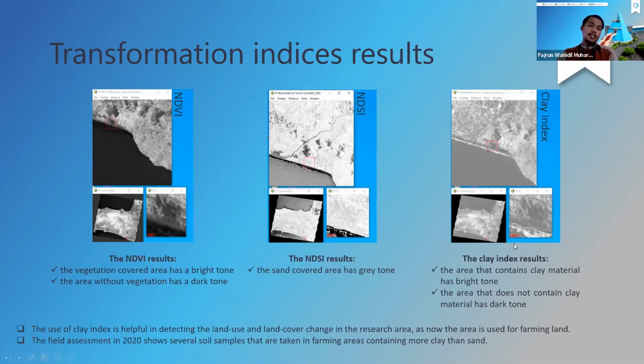The use of the clay index is helpful in detecting the land use and land cover changes in the research area, as now the area is used mostly for farming land. In the field assessment we conducted in 2020, last year, several soil samples taken in the farming area contained more clay than sand. So this is the reason that we use the clay index in this research.